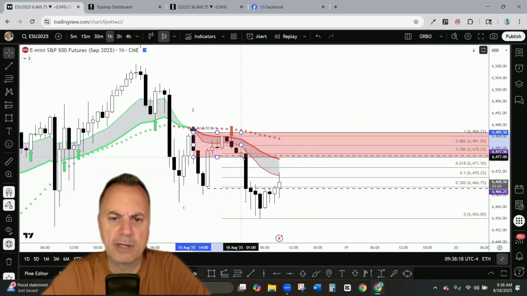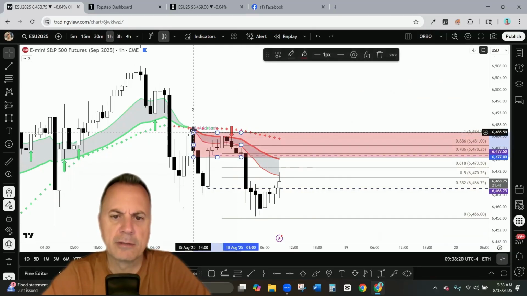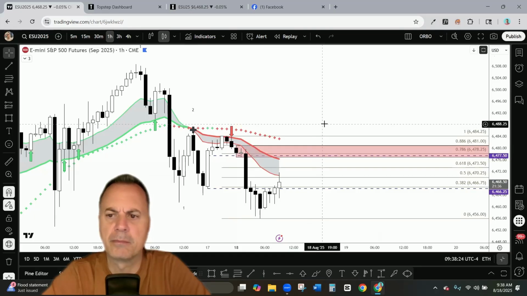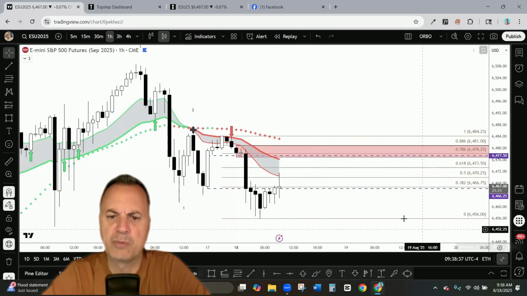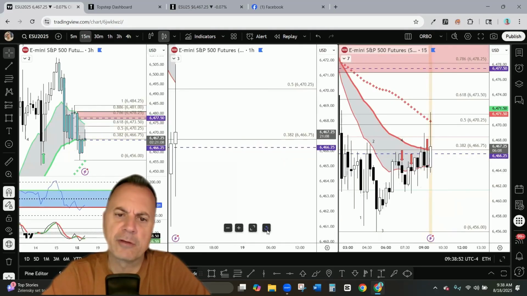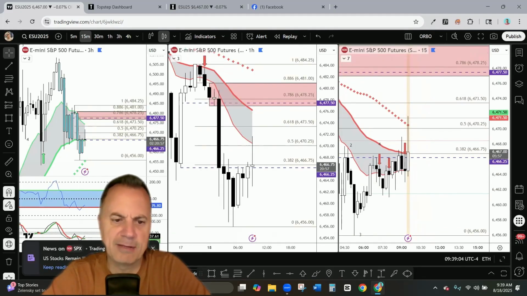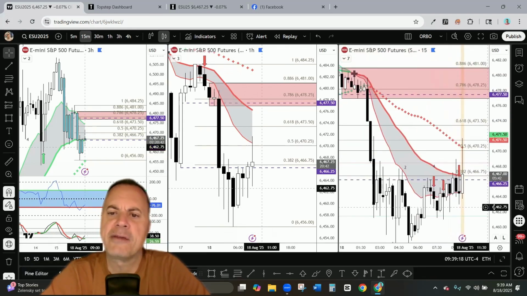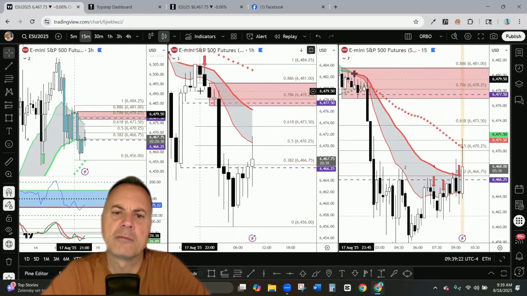And now we have this going on. 78 level. Pulled back, hit that 50%, and now is turning into a bearish candle on the 1 hour chart. Interesting. US stocks remain muted. Remains muted, huh? Okay.